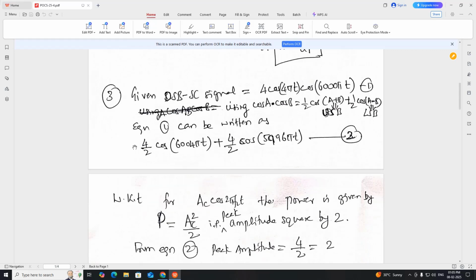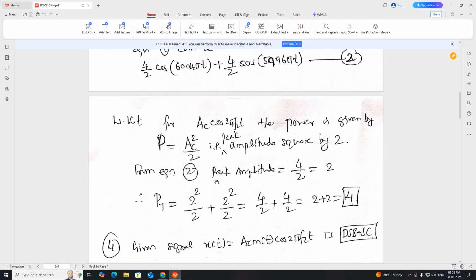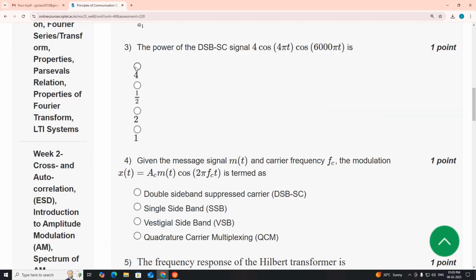So now we know that for any sinusoidal function, even for sine also, the average power P is Ac square by 2, that is, peak amplitude square divided by 2. So here in this term the peak amplitude is 4 by 2, and here also the peak amplitude is 4 by 2. So the peak amplitude is 2 for both the terms. According to this equation, peak amplitude square divided by 2 for both the terms. So we will get 4 by 2 plus 4 by 2, that is 2 plus 2, equal to 4. That is equal to 4.